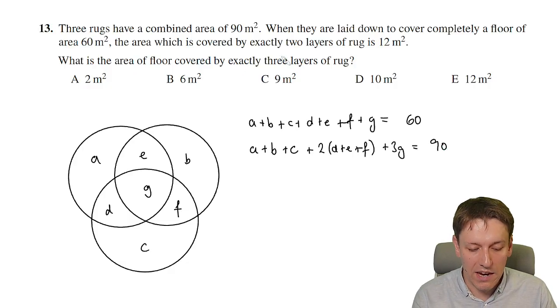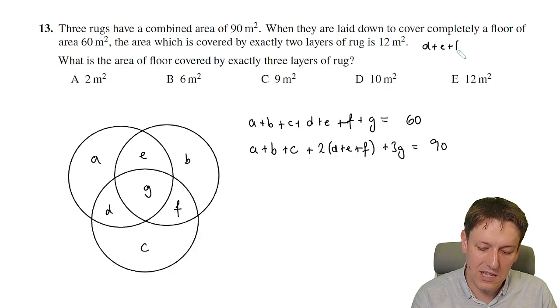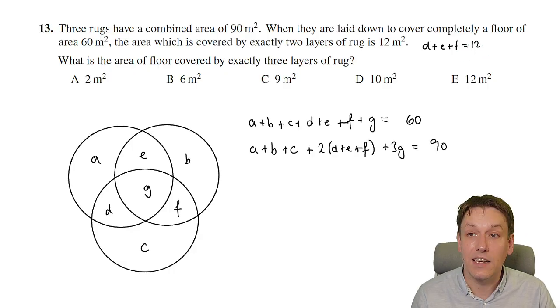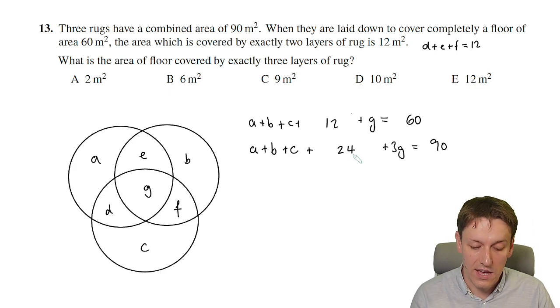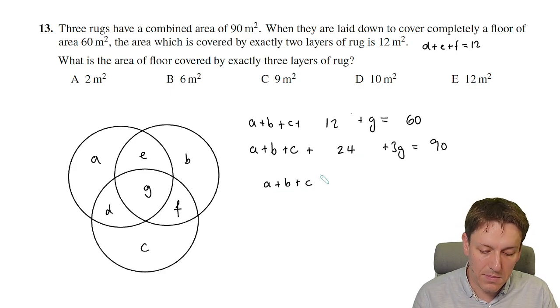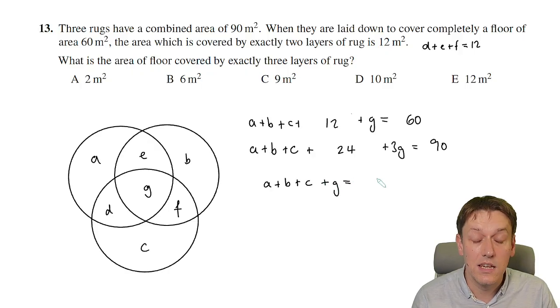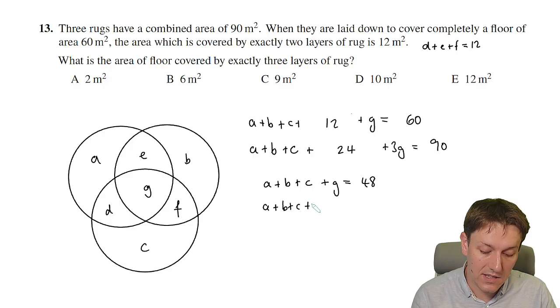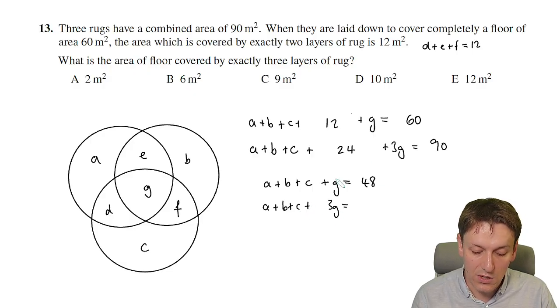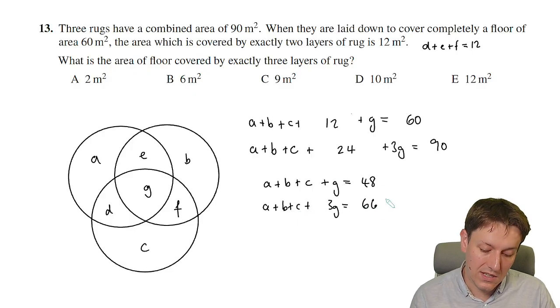Now we're told here that the area covered by 2 layers of rugs is 12, so that's D plus E plus F, which would be exactly 12. So I could actually just replace the D, E, and F here with 12. So that would give me a 12 on the top here, and a 24 in this one because there were 2 lots there. So the first equation becomes A plus B plus C plus G is equal to 48, and the second equation becomes A plus B plus C plus 3G is equal to 90 minus 24, which is 66.